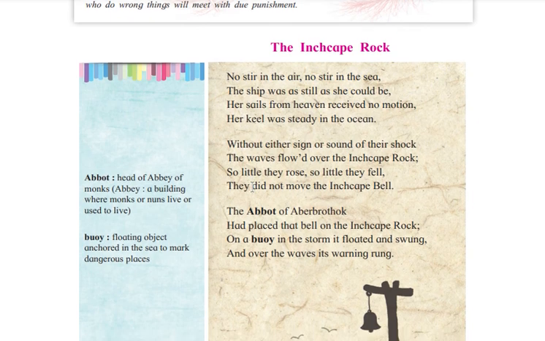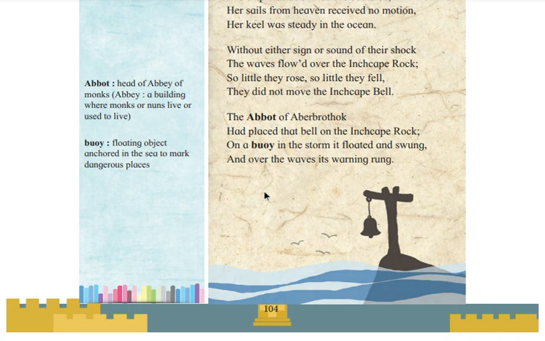The Abbot of Aberbrothok. There was a priest of this area who had placed that bell on the Inchcape Rock. Clear? He placed the bell on the Inchcape Rock, like you can see in the picture, right? And he placed it on a buoy. In the storm it floated and swung, and over the waves it roaring rung. Here they are explaining in the last two lines about the buoy.